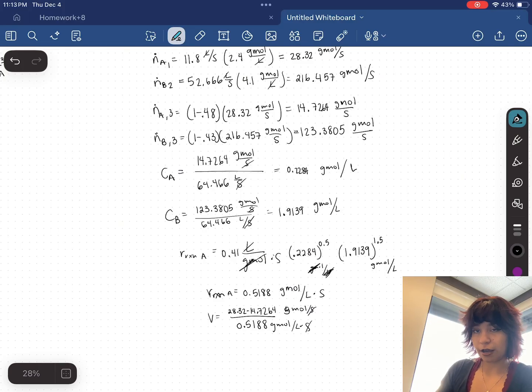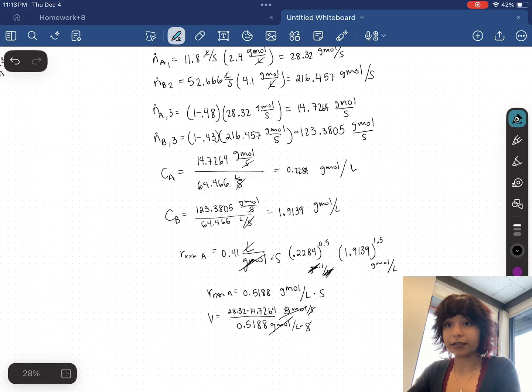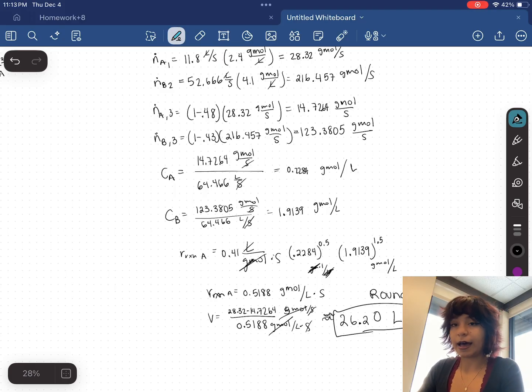Now, to check if our response is correct, we can redo our mole balance of A, which we can do by multiplying 26.2 times our rate of reaction, 0.5188, and that gives us an answer of 13.5936, which is also the same as the difference of the inlet flow rate minus the outlet flow rate.